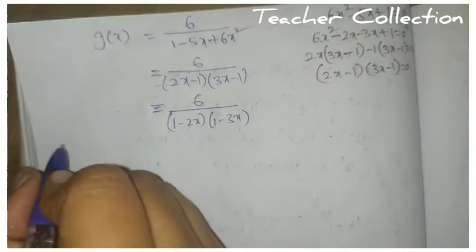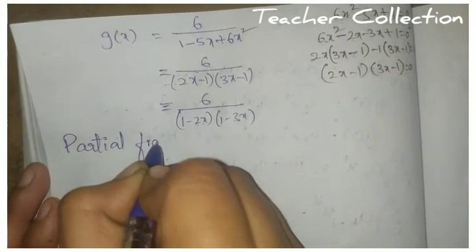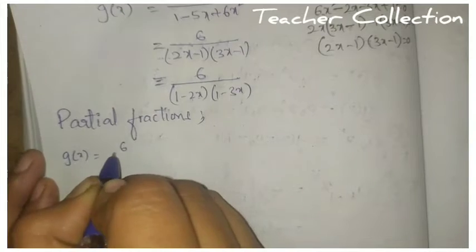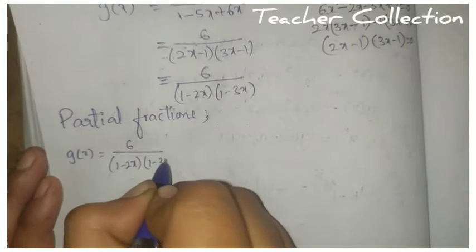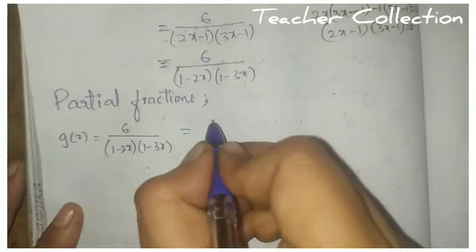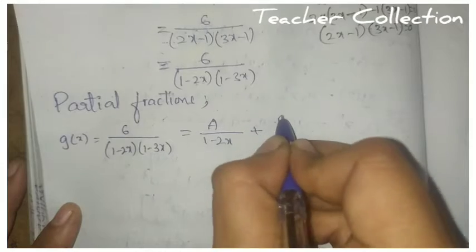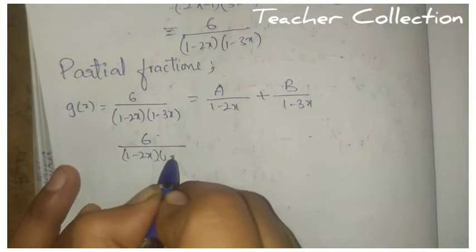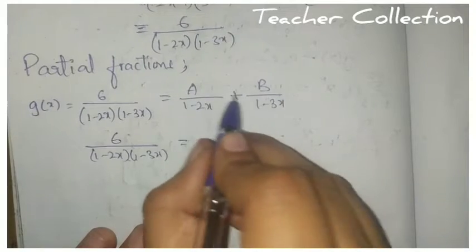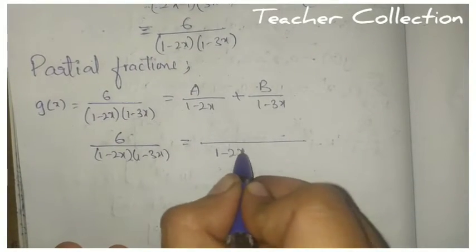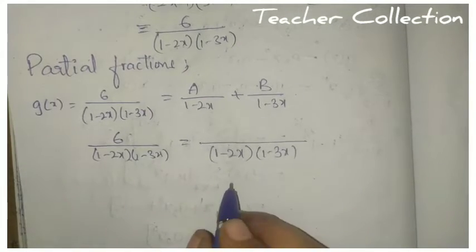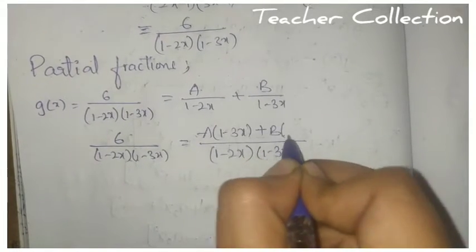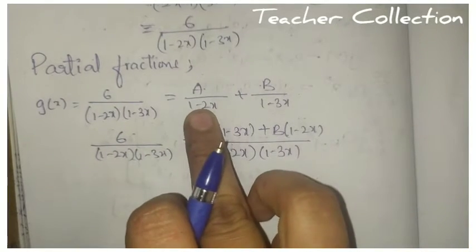Okay. Now partial fractions. So g of x is equal to 6 by 1 minus 2x into 1 minus 3x. If it is having only simple factors, we will take it as a by 1 minus 2x plus b by 1 minus 3x. Okay. Now 6 by 1 minus 2x into 1 minus 3x is equal to, here I am doing LCM for this. Then we will get 1 minus 2x into 1 minus 3x in the denominator, and in the numerator it will be a into 1 minus 3x plus b into 1 minus 2x, or you can say a by 1 minus 2x into this one.